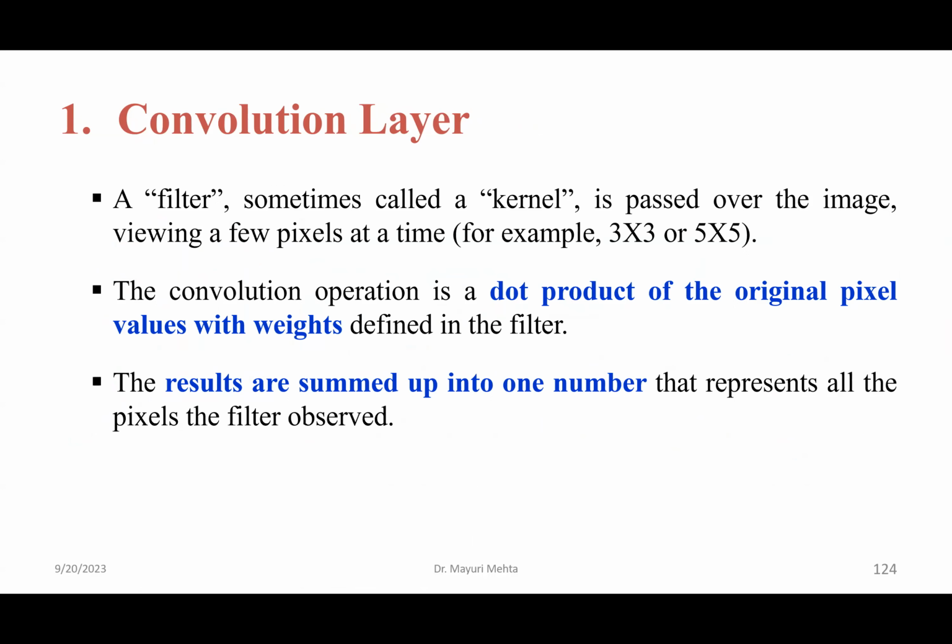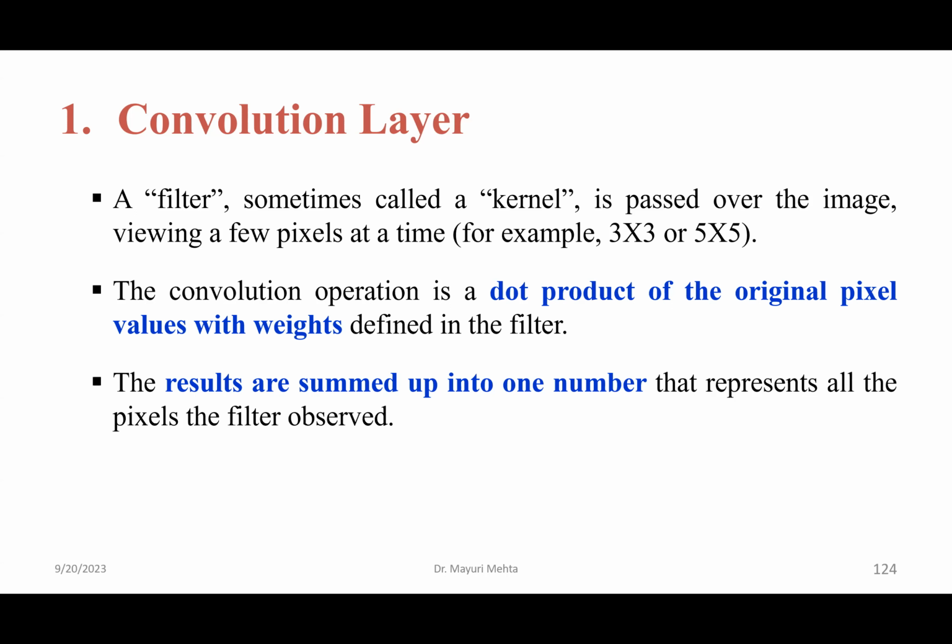As we know, in a neural network, we use a filter, and a filter is sometimes called a kernel, right? So it is also known as a kernel. A kernel is passed over the image, viewing a few pixels at a time, let's say, for example, 3 cross 3 or 5 cross 5. Then the convolutional operation is carried out, which is a dot product of original pixel values with weights defined in the filter. So a filter is nothing but a weight matrix. It is also called a weight matrix, a filter, or a kernel.